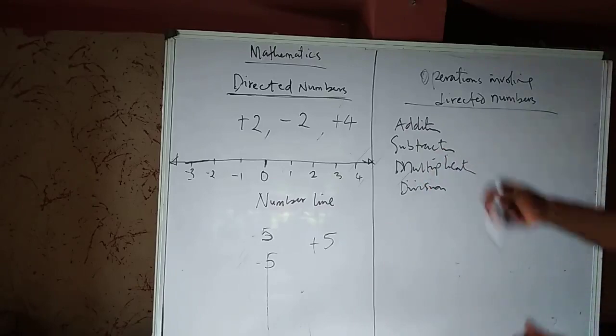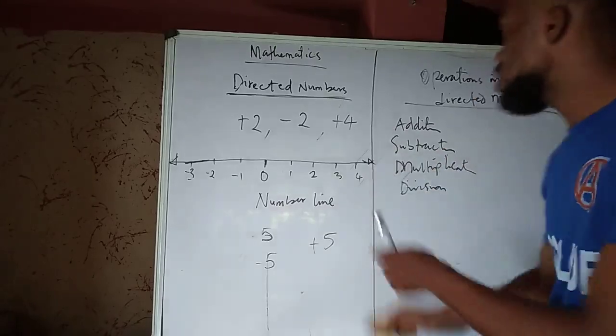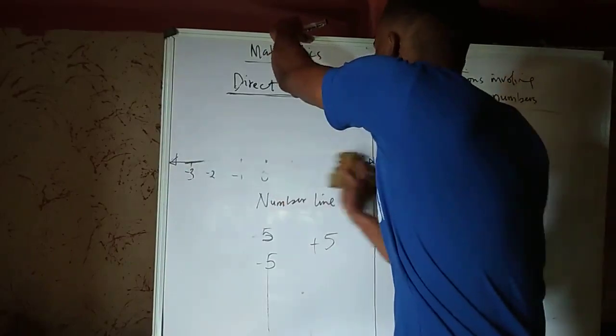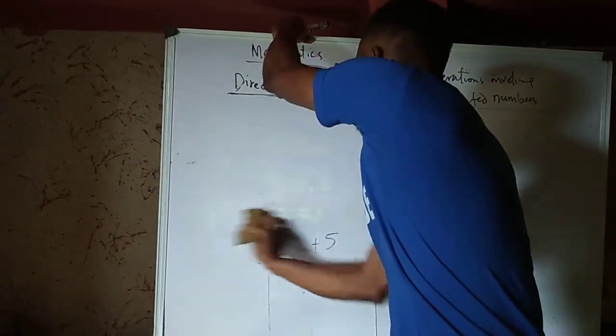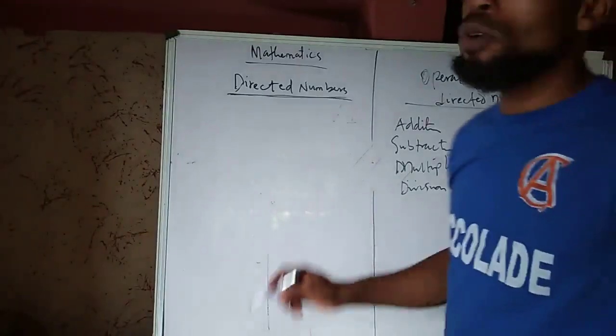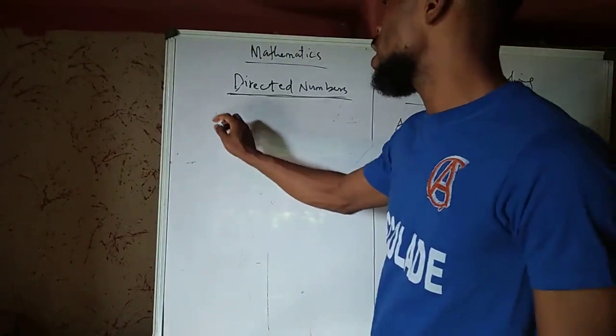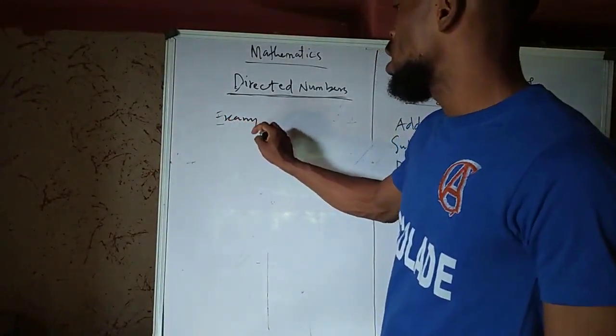Alright, so I'm going to erase this part of the board. Now actually directed numbers, it's simple. I'm going to bring up some examples.